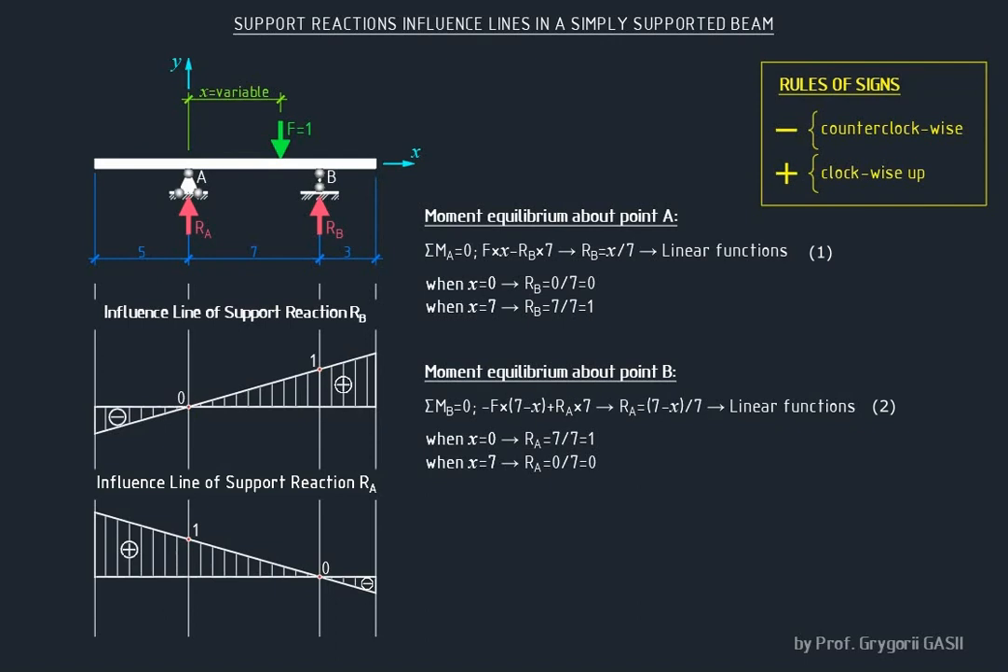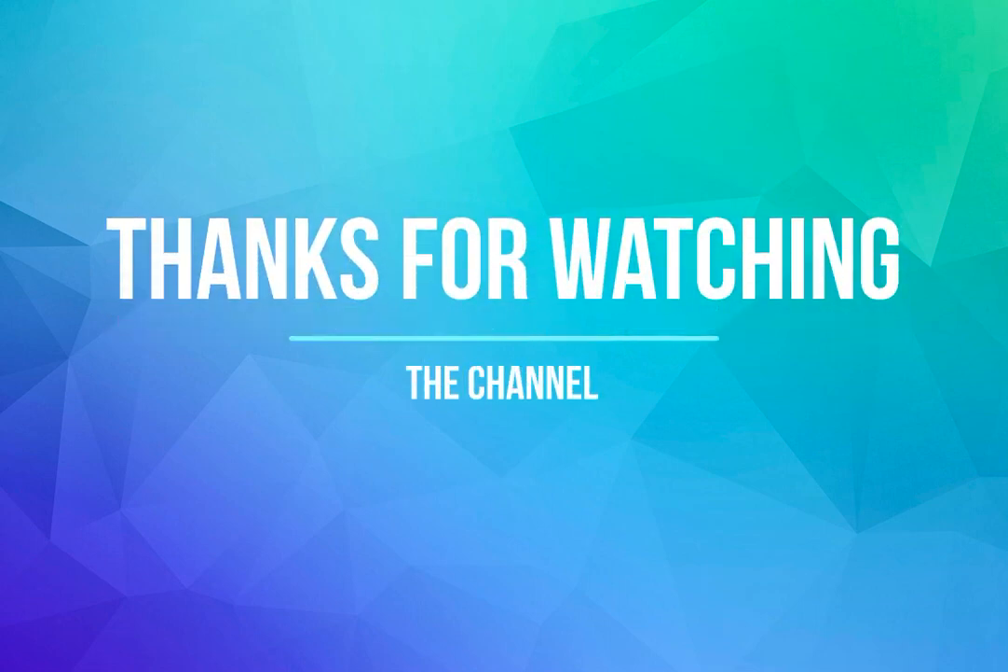Now let's understand why the influence lines are built for a load equal to 1. It's very simple. When the magnitude of the moving force is known, it's enough to multiply its magnitude by the ordinate of the influence line to find out the value of the support reactions.